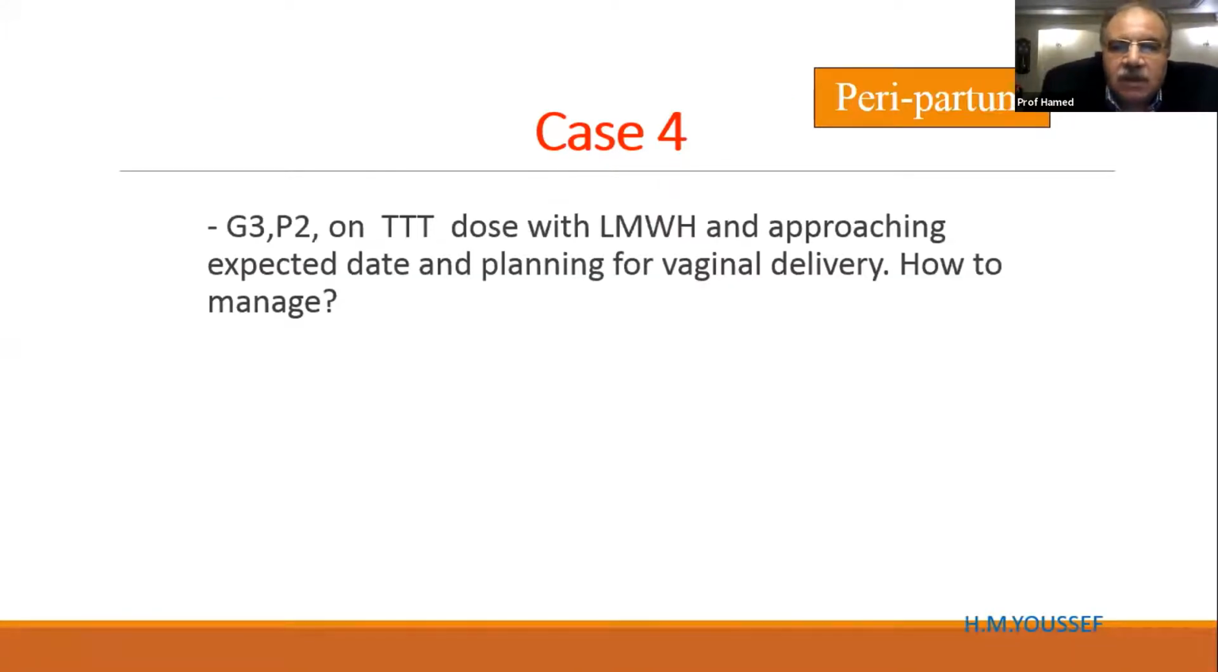Case number 4, gravida 3 para 2, on a treatment dose of low molecular weight heparin, approaching the expected date and planning for vaginal delivery. How to manage? The patient is on the treatment dose of low molecular weight heparin, and right now is approaching the date indicated for termination through the vaginal route.